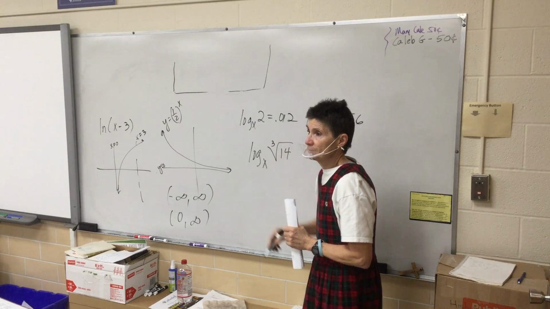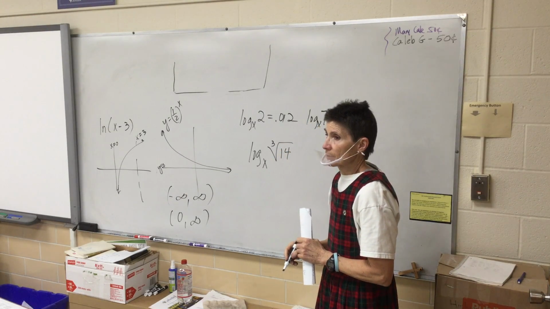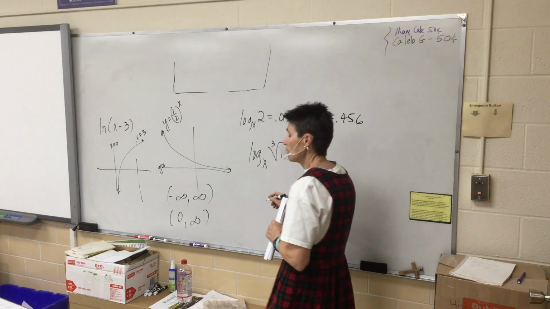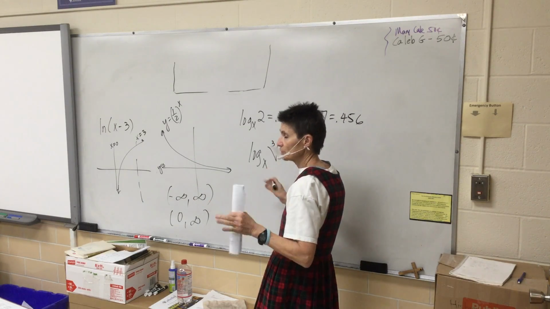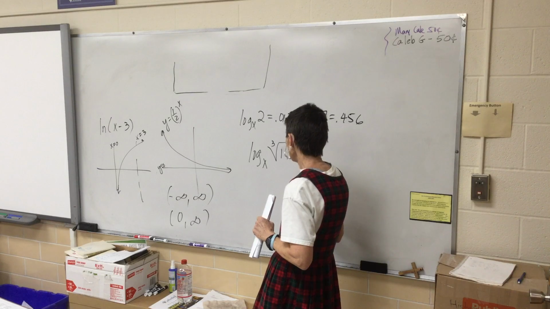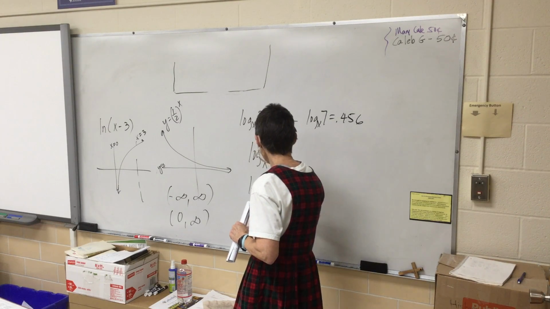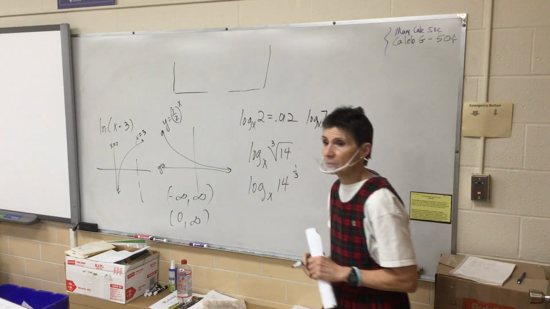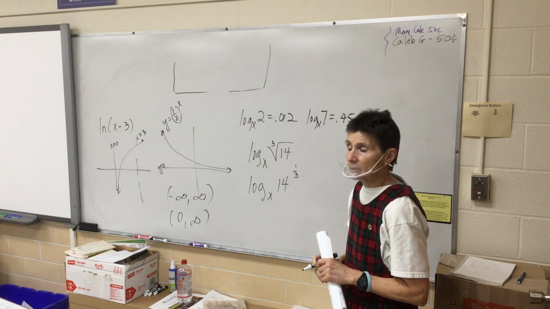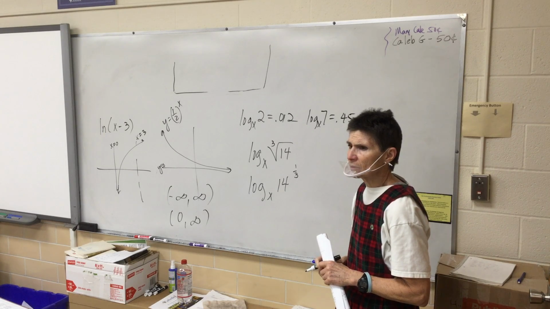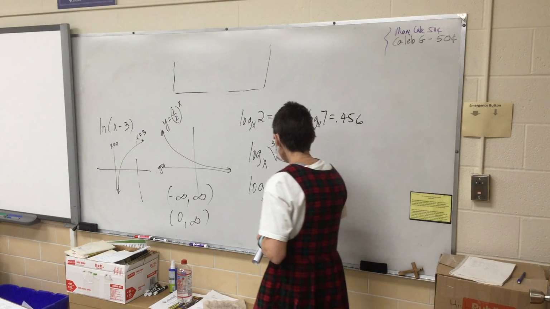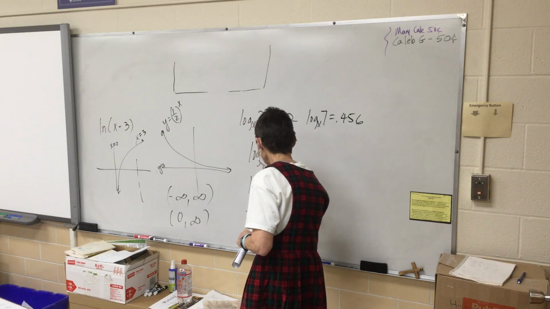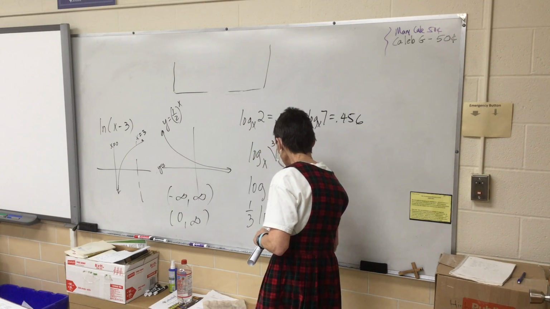That's a radical. So we're going to make it a fractional exponent. Radicals don't jive with logarithms. So we're going to change that into 14 to the 1/3. And then what can I do with the 1/3? Move it to the front. So now I'll have 1/3 log base x of 14.